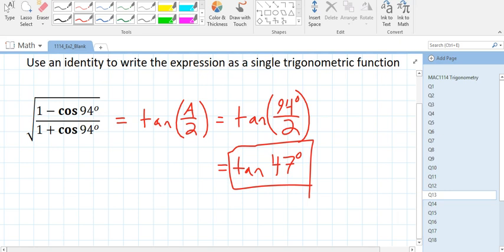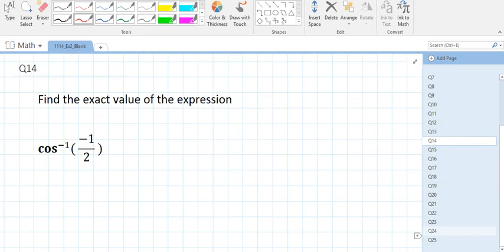Cool beans? Everyone all right? Good. All right. Almost done, guys. And gals. All right, 14. From question 14 to question 19, these are all 10.4, which is inverse trig.